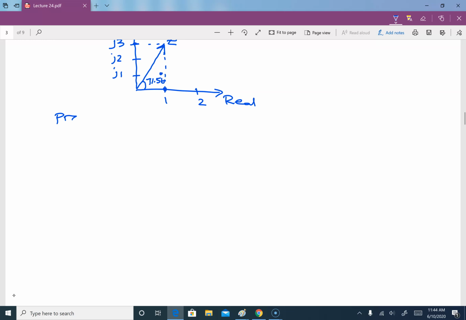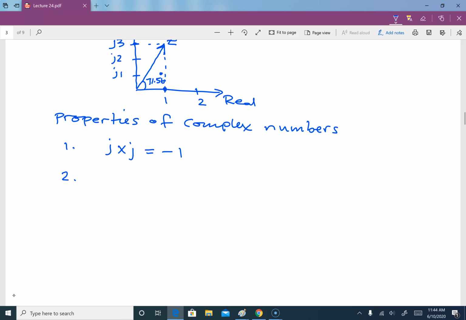So now let's go over the properties of complex numbers. The first property: when we have j times j, that is equal to -1. The second property: j times negative j is equal to 1. The third: if we have 1 divided by j, that is equal to negative j. And if we have 1 divided by negative j, that is equal to positive j.